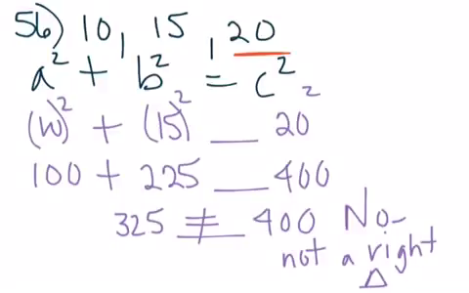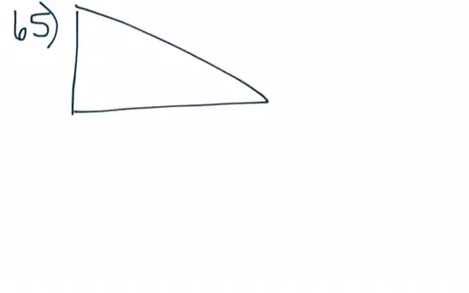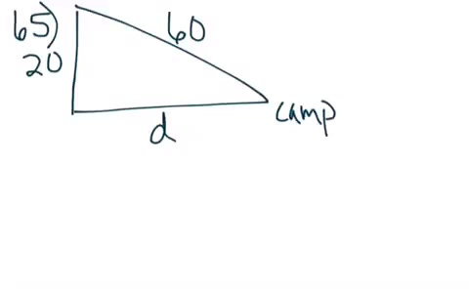Okay, on the next page, we need to look at number 65, which has a picture of a bear and a triangle, and I'm not going to try to draw the bear because I don't want you to laugh. This side is 20 yards, this side is 60 yards, and this is D, and here's the camp. And it asks you how far the bear is from the camp. And in the picture, they drew a right angle here. So they were dropping the hint that this is a right triangle, and so these are the legs.